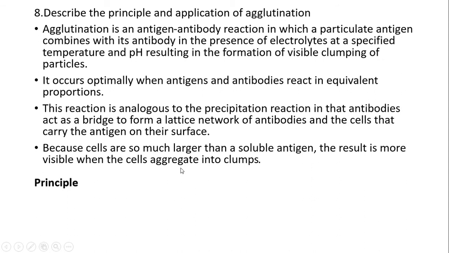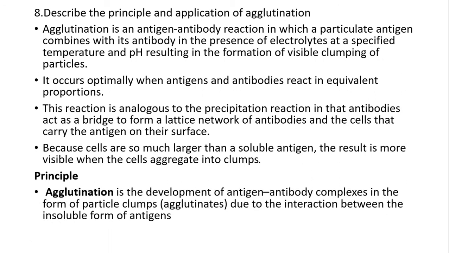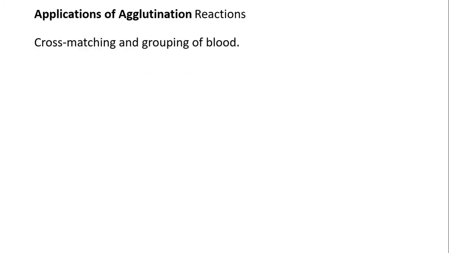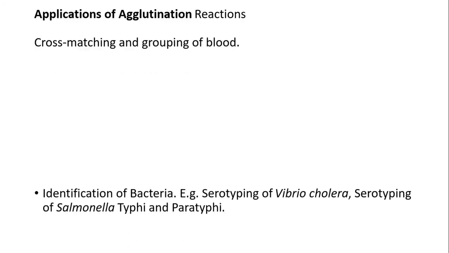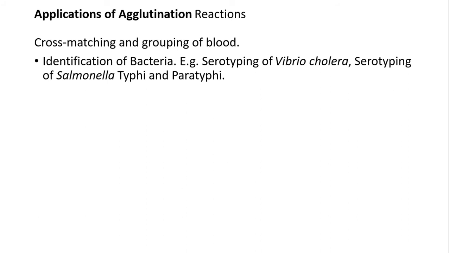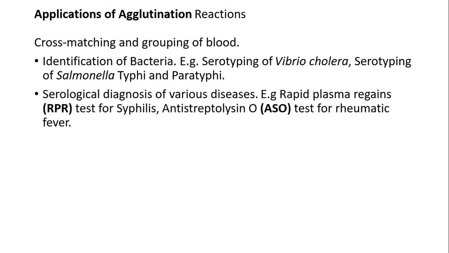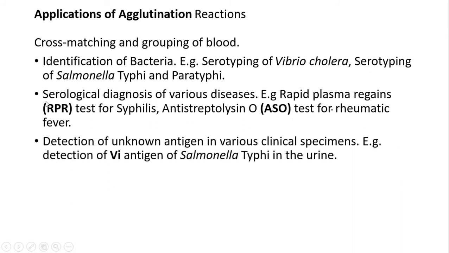Because cells are so much larger than soluble antigen, the result is more visible when the cells aggregate into clumps. The principle: agglutination is the development of antigen-antibody complexes in the form of particles or clumps due to interaction between antibodies and insoluble antigens. Application: it is used in cross-matching and grouping of blood, identification of bacteria, for example serotyping of Vibrio cholerae, serotyping of Salmonella typhi and paratyphi, serological diagnosis of various diseases, for example the rapid plasma reagin test for syphilis, anti-streptolysin O, that is the ASO test for rheumatic fever, and detection of unknown antigen in various clinical specimens, like detection of Vi antigen for Salmonella typhi in urine.